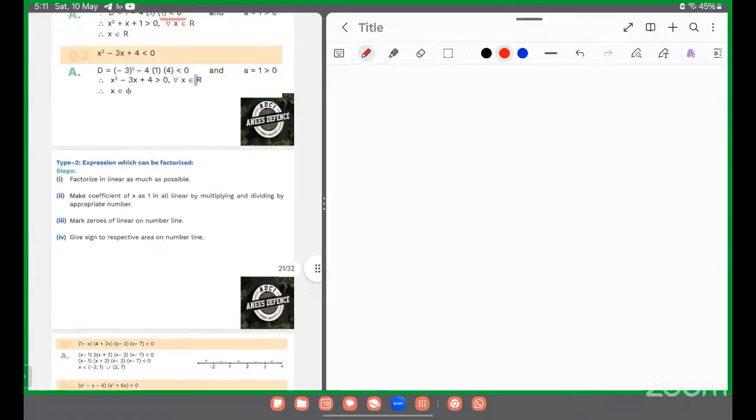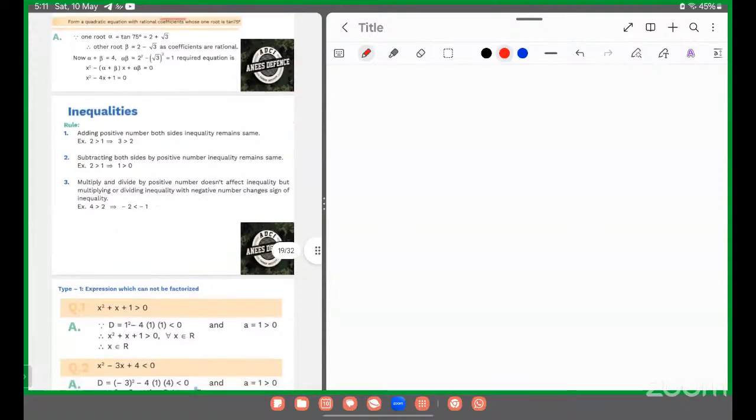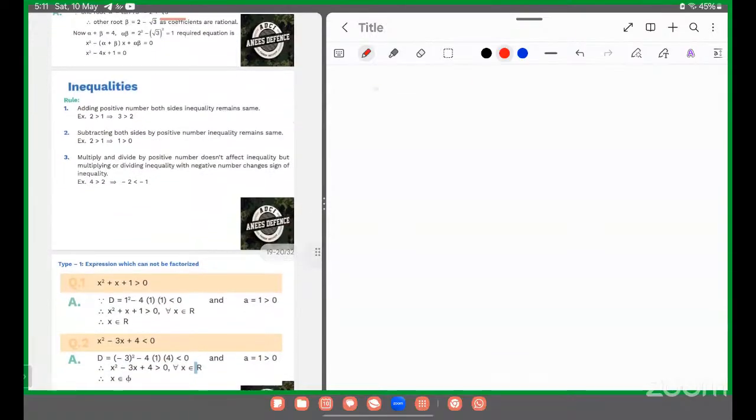Inequality related to quadratic equation. Before discussing inequality, for example, 2 greater than 1 is an inequality.